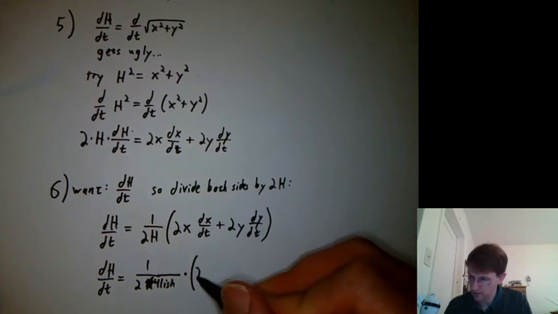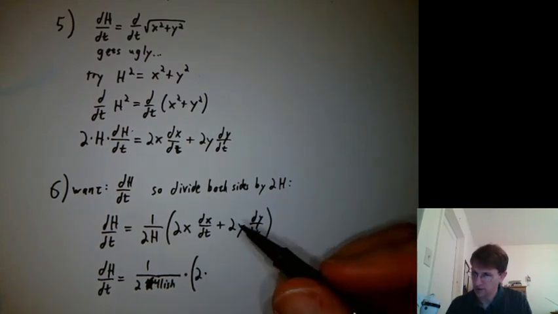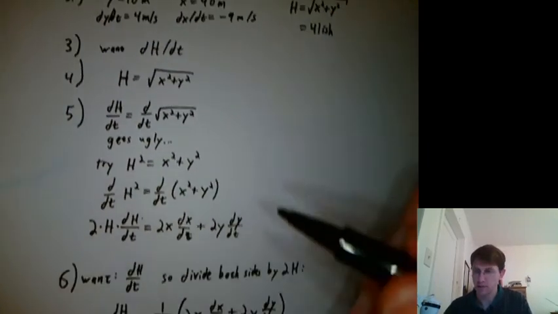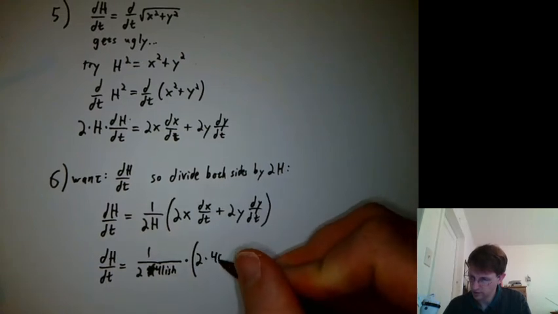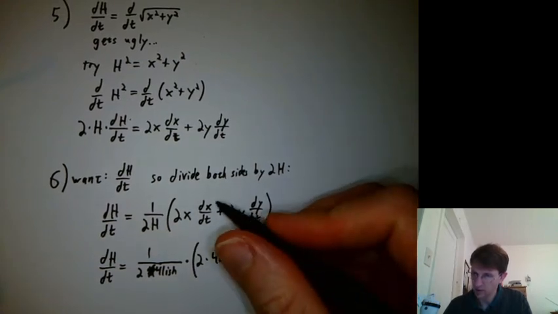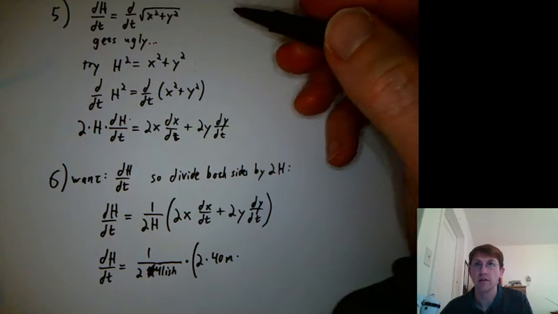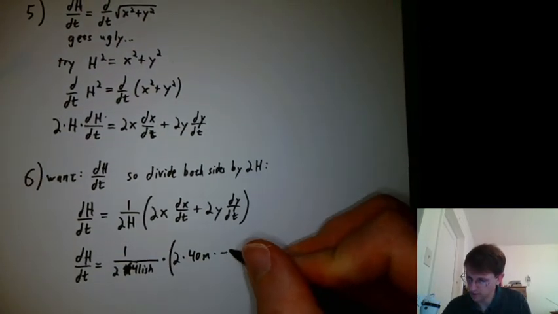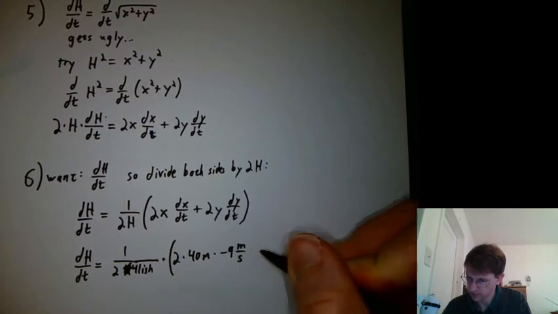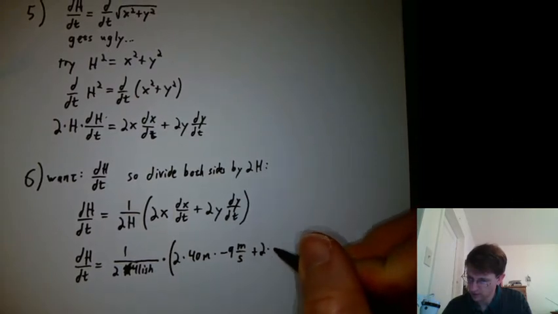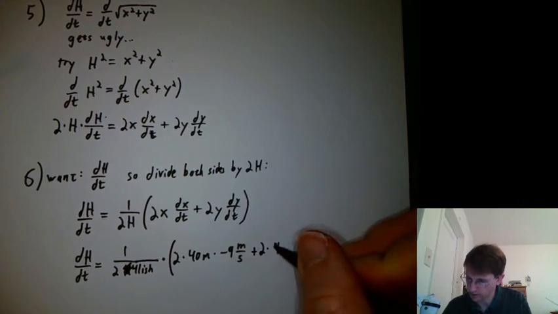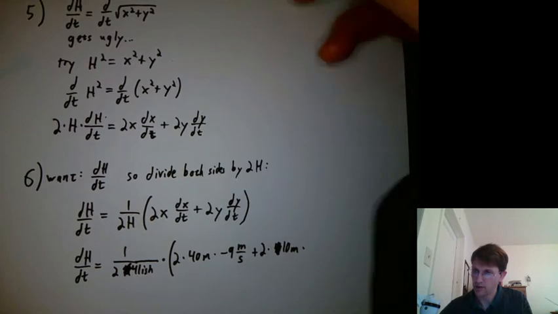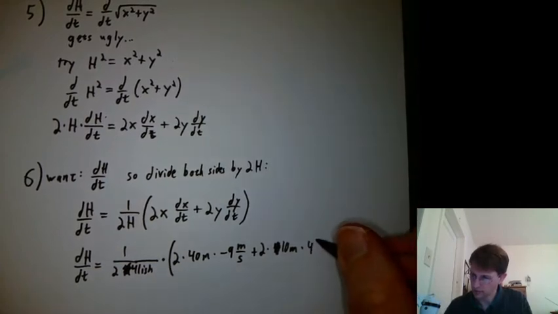And then 2, and what was x? It was 40 meters. And what was dx/dt? It was negative 9 meters per second. Plus 2 times y. y was 10 meters. And dy/dt was 4 meters per second.